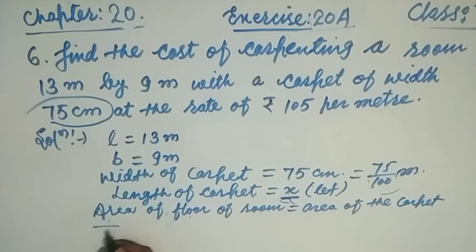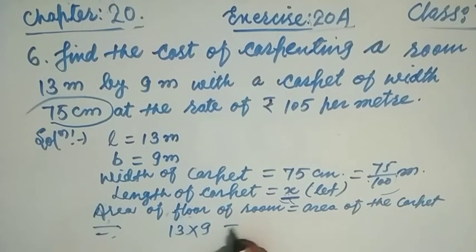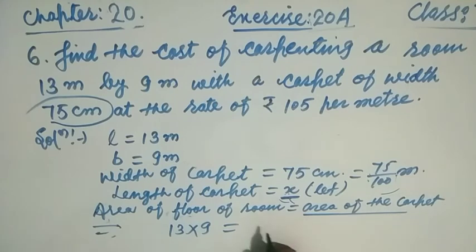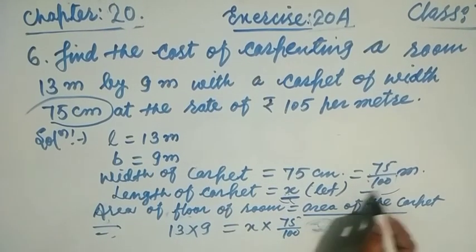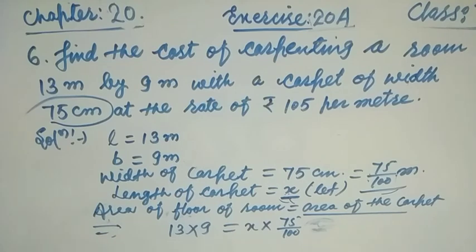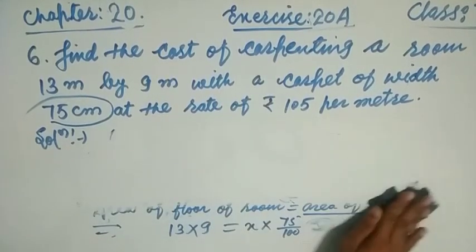Now friends, area of the floor, this is 9 multiplied by 13, this is L into B friends, 13 multiplied by 9, and the area of the carpet friends, length is x consider, and the breadth is friends 75 by 100 because it becomes meter. Okay, here now friends we will solve and find out the value of x, that is length.